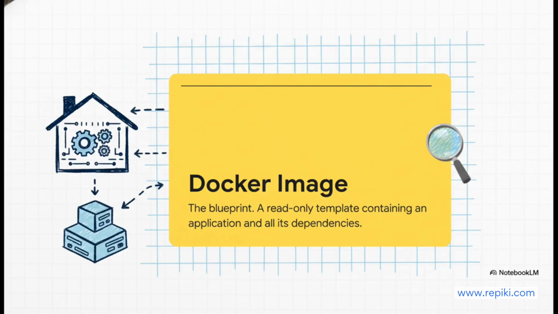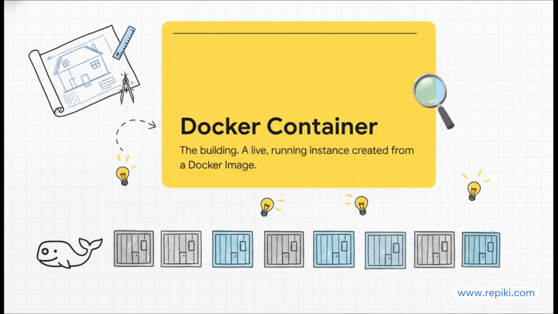Now, to really get what docker run does, we need to understand two core ideas. First up, the image. The best way to think of an image is as the blueprint for your application. It's this static, read-only template that bundles together everything your app needs to run: the code, the libraries, you name it. So if the image is the blueprint, then the container is the actual building. It's the live running thing that's created from that blueprint.